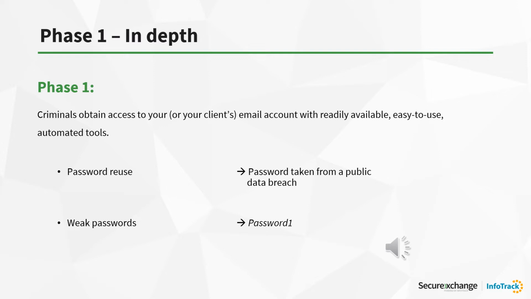Lastly, the third method of gaining unauthorized access to an email account is the use of weak or easy-to-guess passwords. Criminals may be able to determine passwords that are short or not complex enough using freely available automated tools. Either way, criminals need to obtain your password one way or another before they can move on to the next phase of payment redirection fraud.